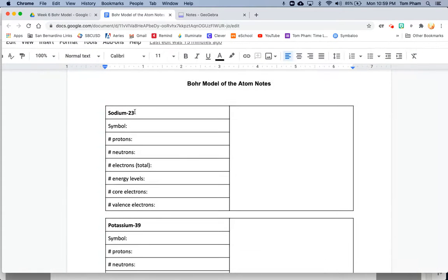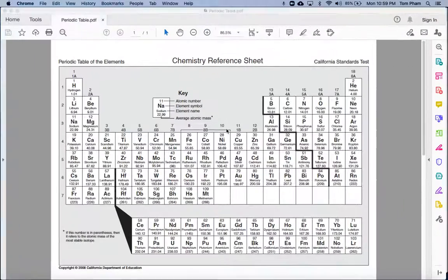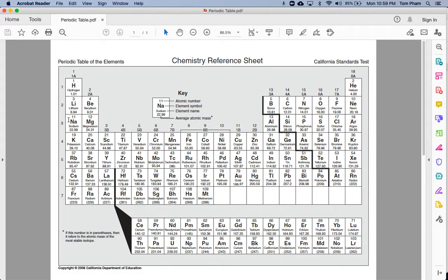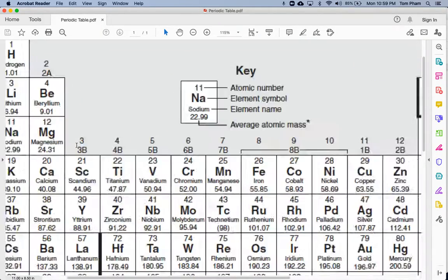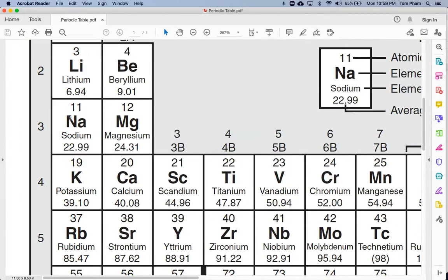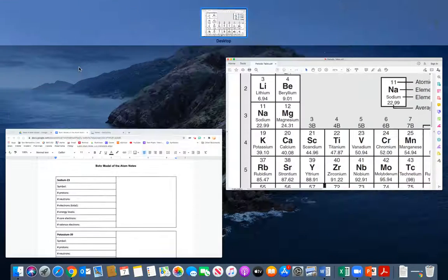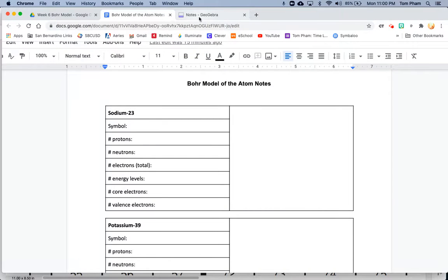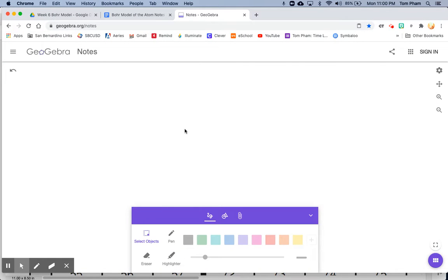So let's take a look at our periodic table, and let's find sodium. Sodium is right here in group 1, period 3. Let's zoom in on sodium. Okay, so we see that sodium is atomic number 11. Its symbol is Na. So let's go to our GeoGebra site and let's draw the Bohr model.